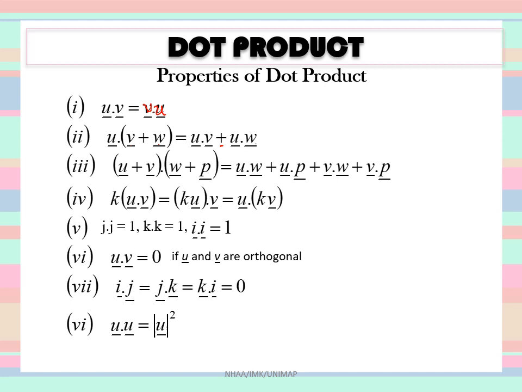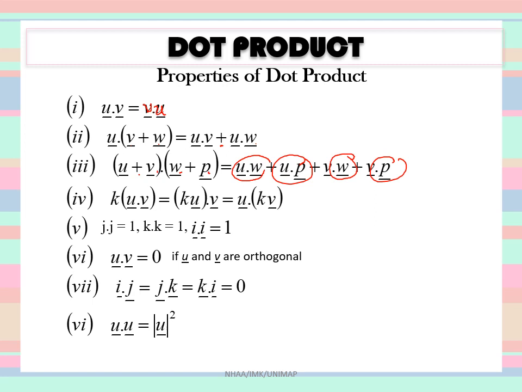Okay, same goes to number 3 here. When you need to perform dot product for the summation of two vectors like this, you can expand this as usual. So you multiply u with w plus u with p plus v with w plus v with p. So you will have 4 terms to add.